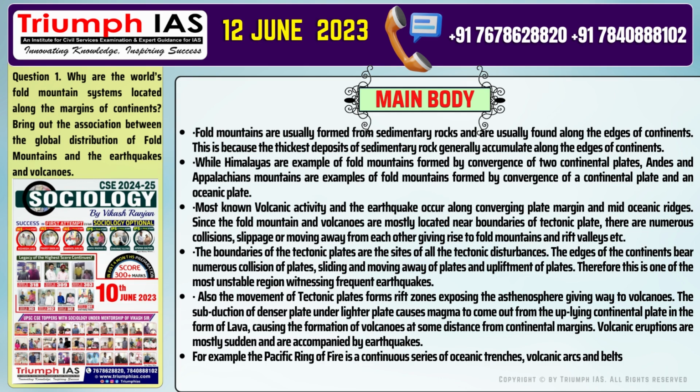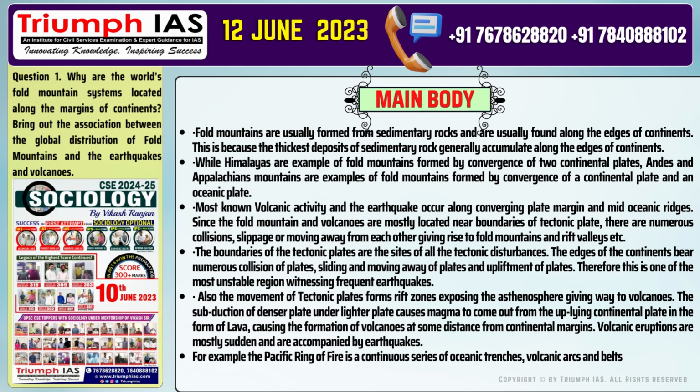Number 5. Also, the movement of tectonic plates forms rift zones exposing the asthenosphere, giving way to volcanoes. The subduction of a denser plate under a lighter plate causes magma to come out from the overlying continental plate in the form of lava, causing the formation of volcanoes at some distance from continental margins. Volcanic eruptions are mostly sudden and are accompanied by earthquakes.